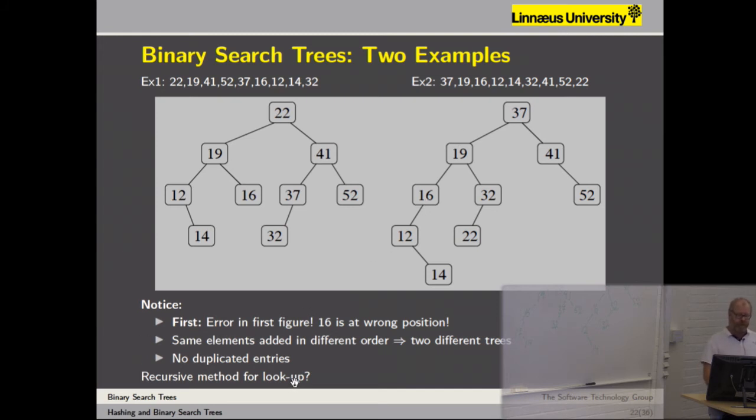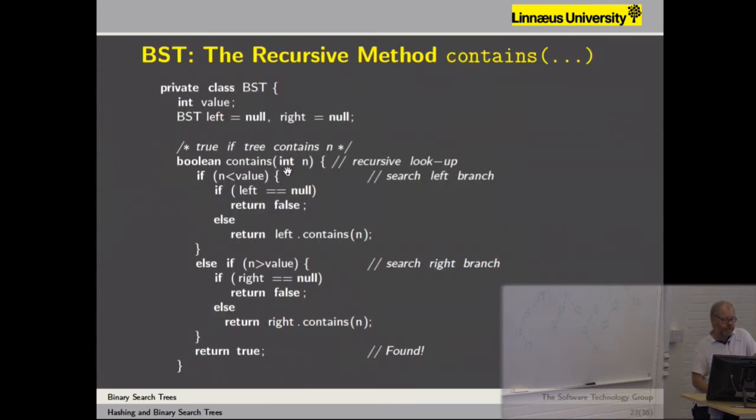Looking up things, assume that I would like to ask, do we contain number 60? With a recursive method, we should only describe how we handle one node. What are the rules in one node? Is it the same as this one? Then we are done, we have found it. Otherwise, if it's smaller than this one, we should ask this new guy. If it's larger, we should ask this guy. That's basically it.